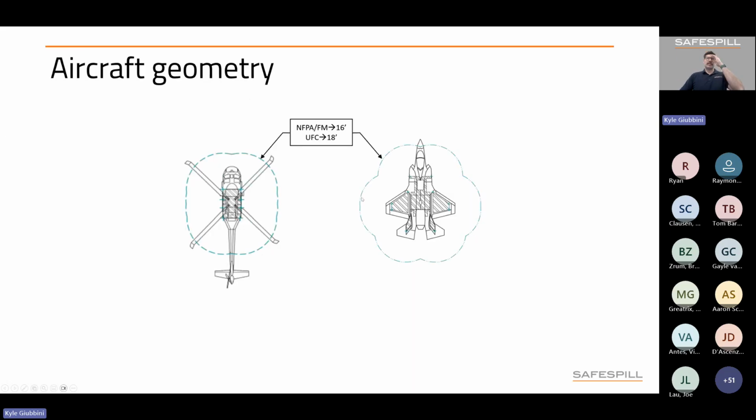So, to summarize this, here we've got a rotary aircraft and a fighter jet. If we were following NFPA or FM, these would be considered small aircraft, and we would use a 16-foot spill radius. However, if you're using UFC, this would be an 18-foot standoff distance.